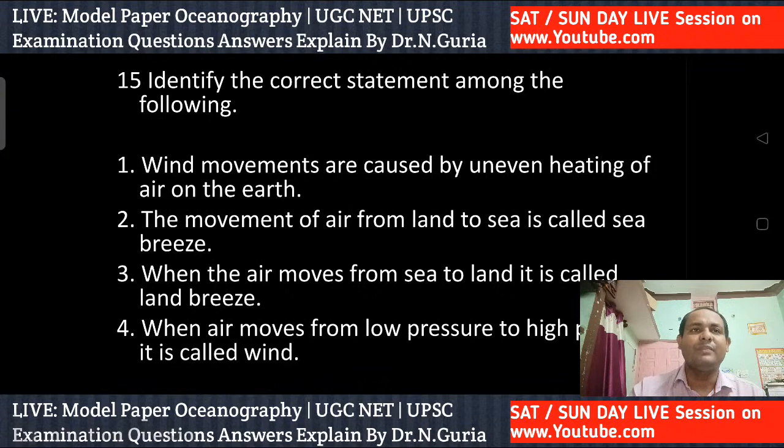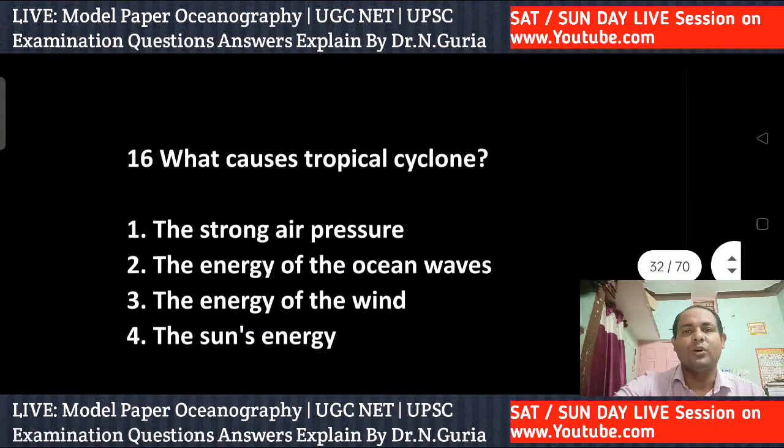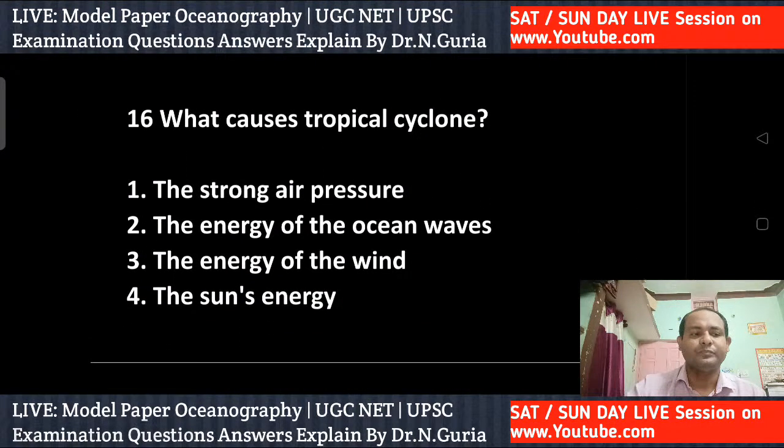Basically question number 15: wind movements are caused by uneven heating of air on the earth. So definitely the answer is option 1, the wind movements are caused by uneven heating of the air on the earth. So definitely option 1 is the correct answer. Next question for you, question number 16.